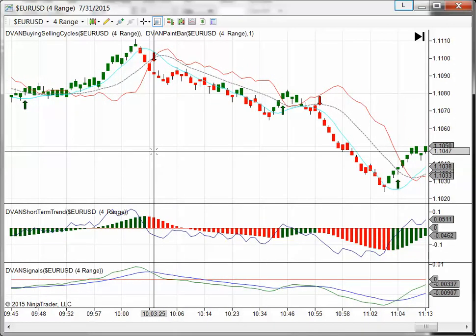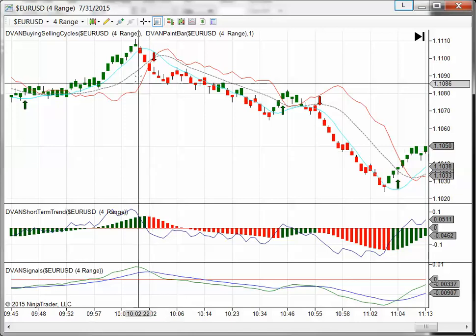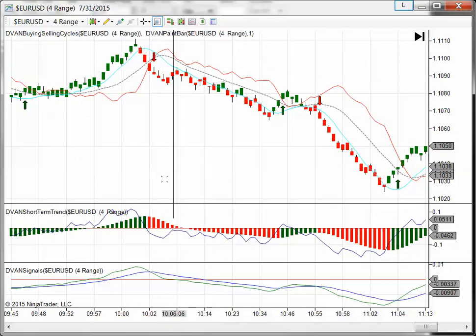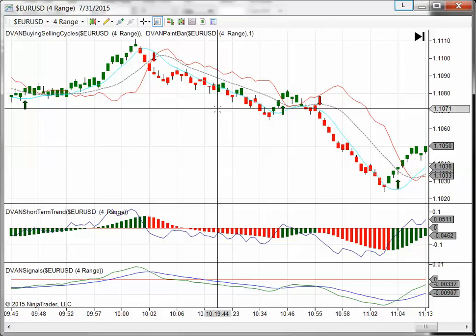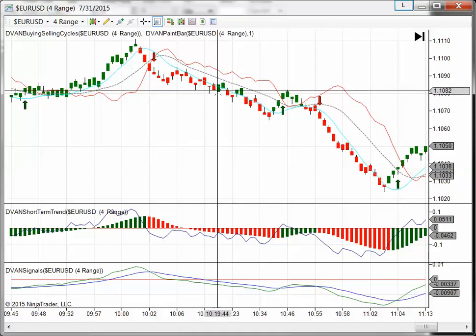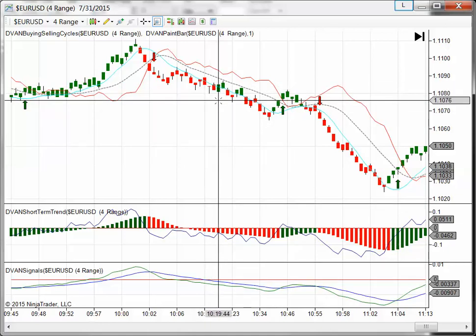Second trade, we see all the short criteria are met. Red price bar, red arrow, red histogram. We get in just after 10 a.m. at 1.1091, and we get out here where the green price bar closes above the trend line just barely for a 6 bip winner.